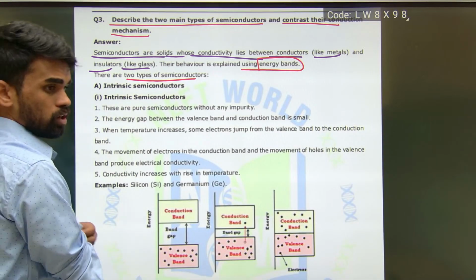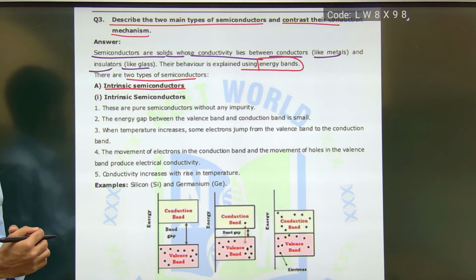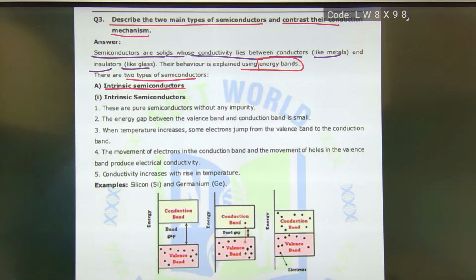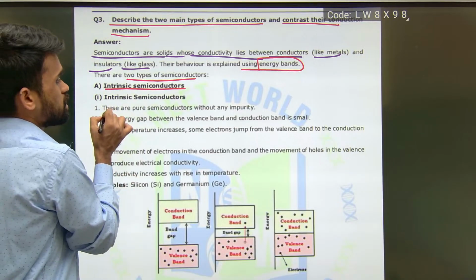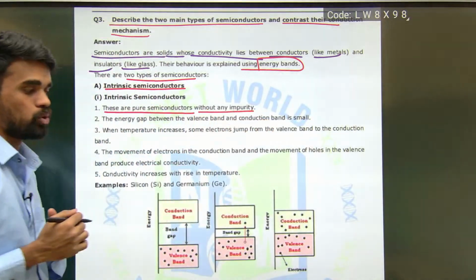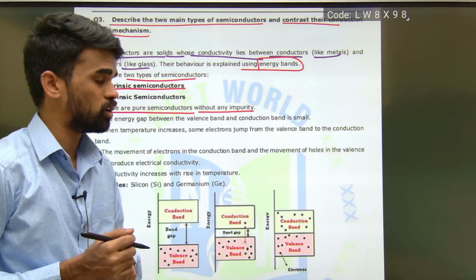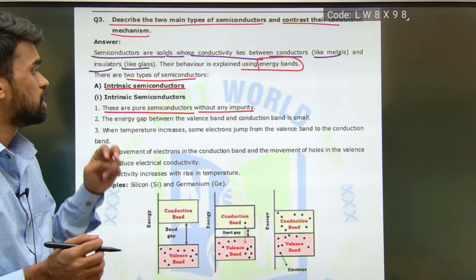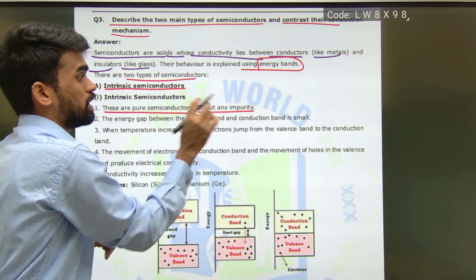Now here you see intrinsic semiconductors. These are the two types of semiconductors we have. First one, intrinsic semiconductors. There is no impurity here. These are pure semiconductors without any impurity.